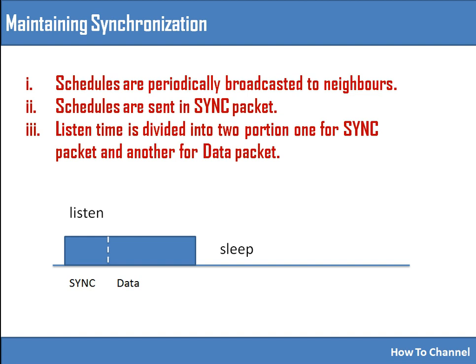So whenever a node is active, here we are representing that a node is awake for this duration, and here the node is sleeping. The awake time for every node is divided into two partitions. The first partition is known as SYNC, the second partition is known as data. As the name implies, this duration is used to exchange SYNC packets, and this duration is used to exchange data packets. So the listen time, or time during which a node is active, is divided into two portions. One is used for SYNC exchange, another is used for data packet exchange.